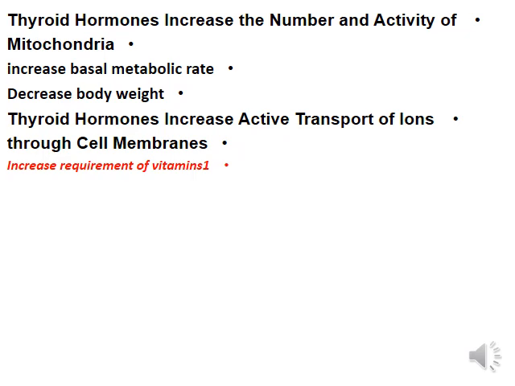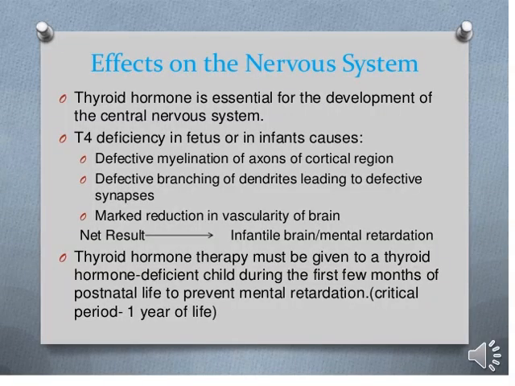So we understand that under the control of thyroid hormone, the activity of many organs will be increased. Almost all organs will be more active under T3 and T4. So in the next slide, we can see the net effect of T3 and T4 on the nervous system.